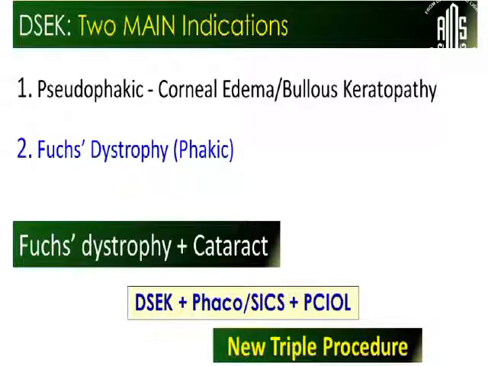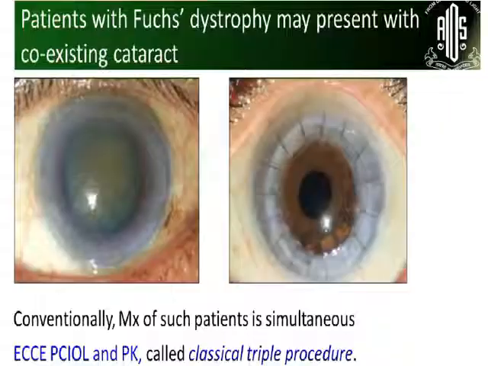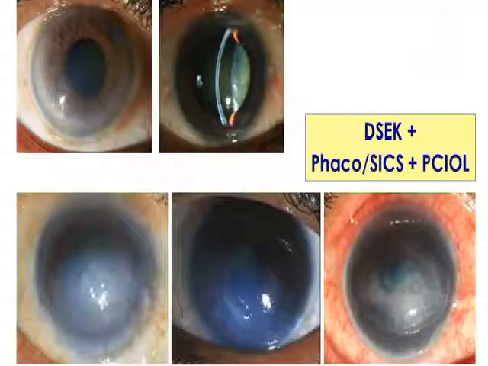Another main indication, as was said earlier, is Fuchs dystrophy with cataract. Initially we used to do the classical triple procedure, but because of these advancements, in these Fuchs cases we could do phaco or combined SICS with the DSEK. Like in the lower row, it is very difficult to do phaco in these cases, but in the upper row you can do fairly good phaco.